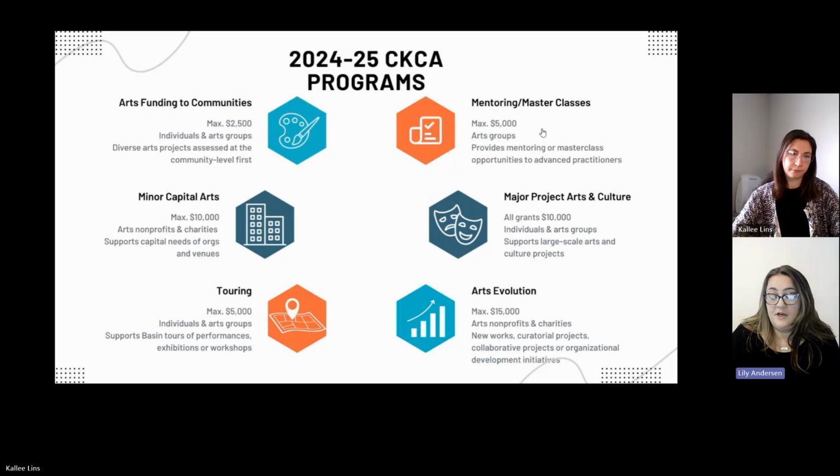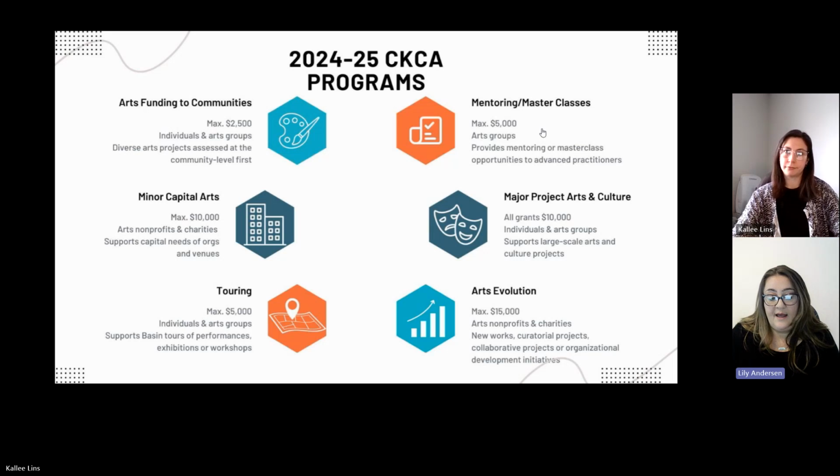So the next program we'll be talking about is mentoring and masterclasses. The eligibility for this program is for arts and culture groups or organizations or community groups and organizations. They can be non-registered groups. The types of projects are open to groups looking to support the artistic development of artists in the region. These grants are specifically geared toward providing learning opportunities for groups with an intermediate or advanced level of practice. Also, the masterclasses must be provided by instructors or mentors who are recognized professionals in their fields. The maximum request for this program is $5,000.